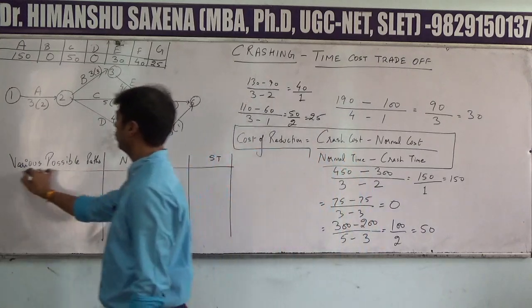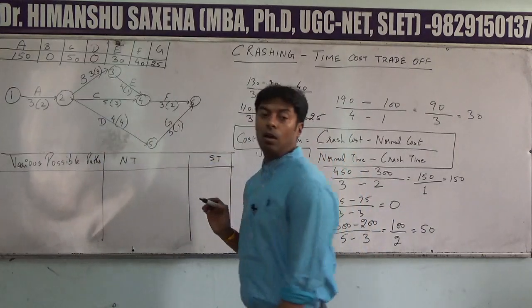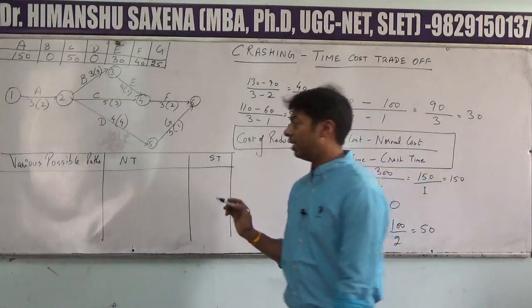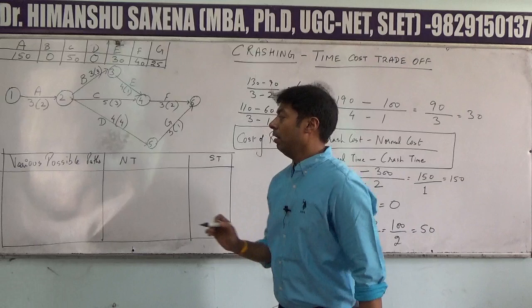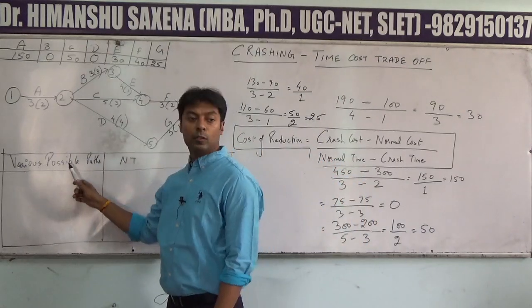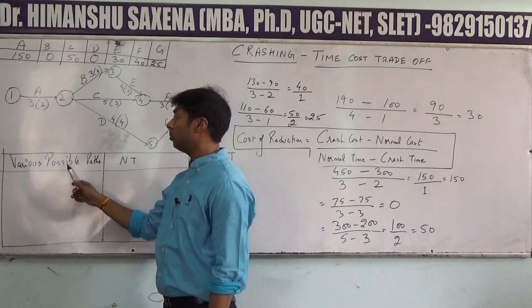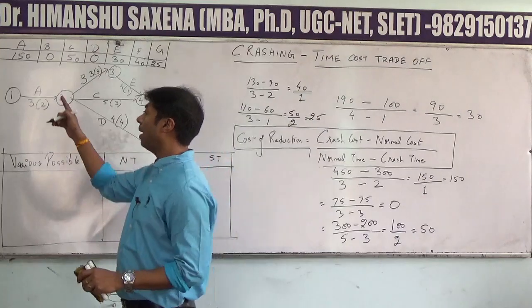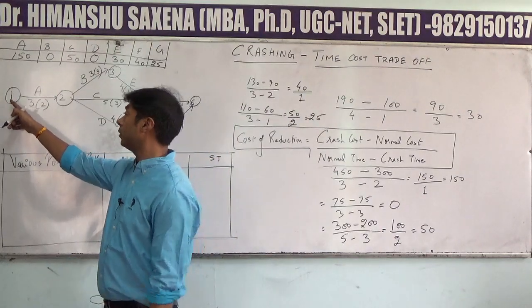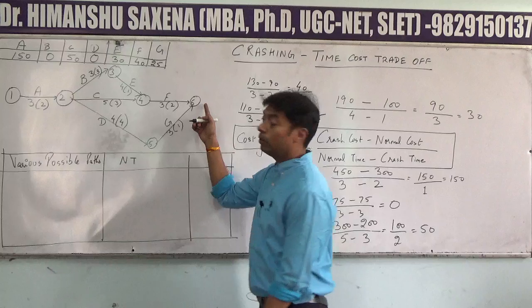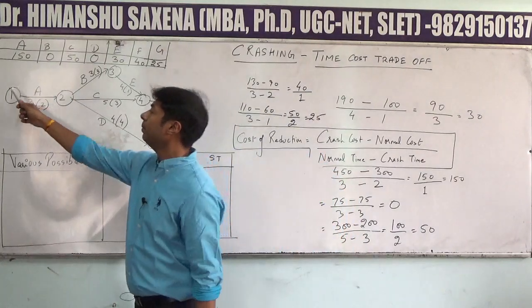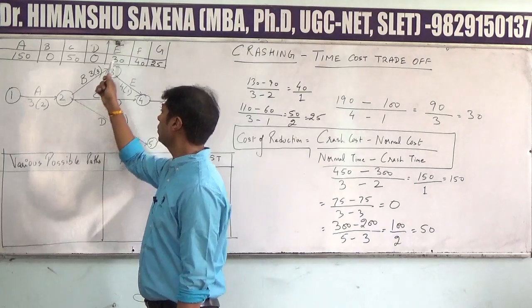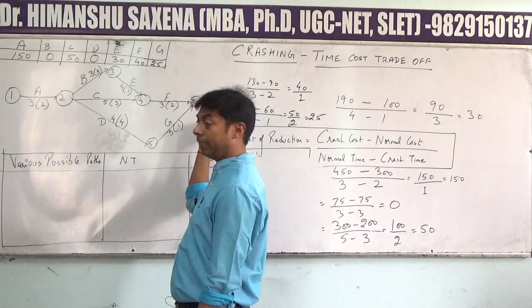ST stands for shortest time, or in simple words, crash time. So we are going to construct this table to find out the various possible paths. Various possible paths indicate the paths from which we can reach from the first point to the terminal point. Now one path could be 1, 2, 3, 4 and 6.